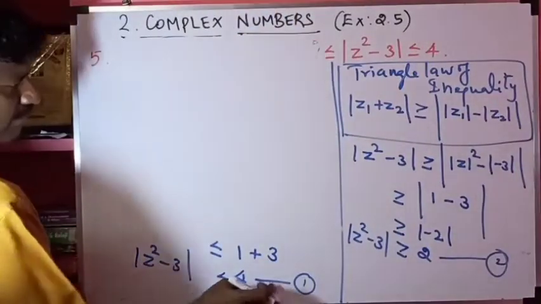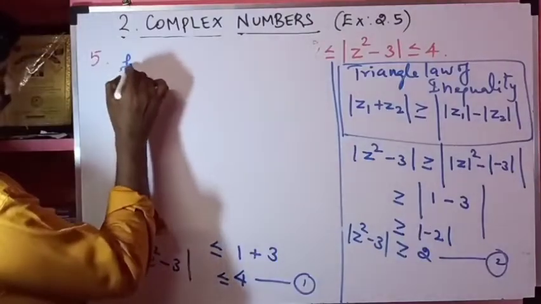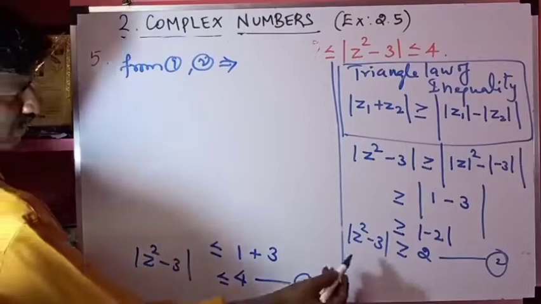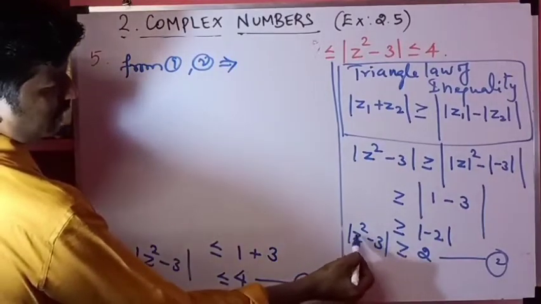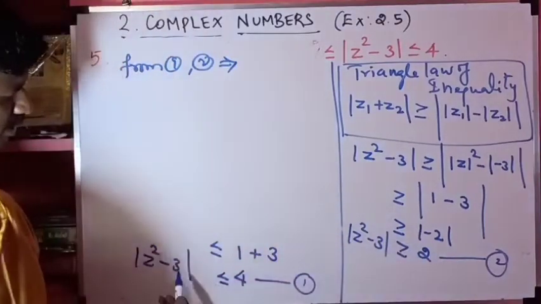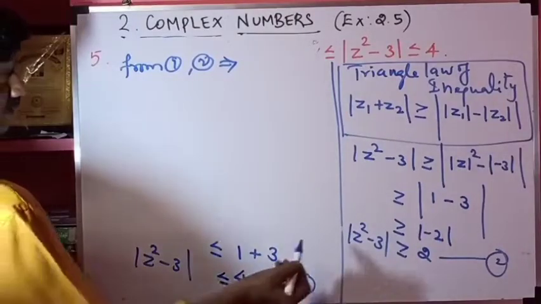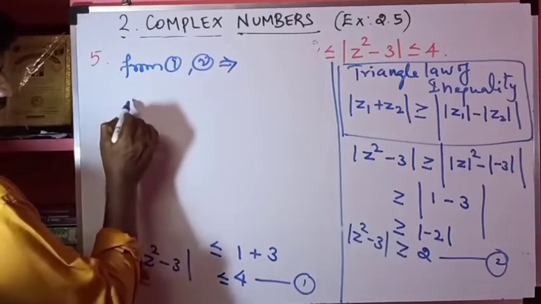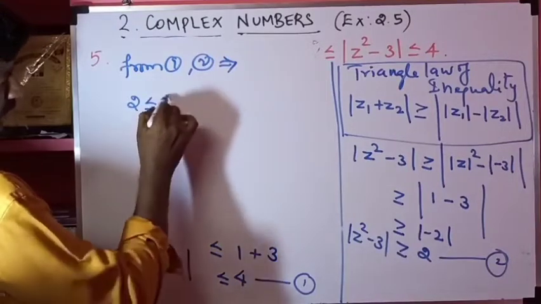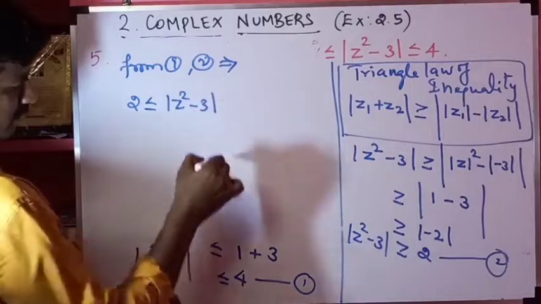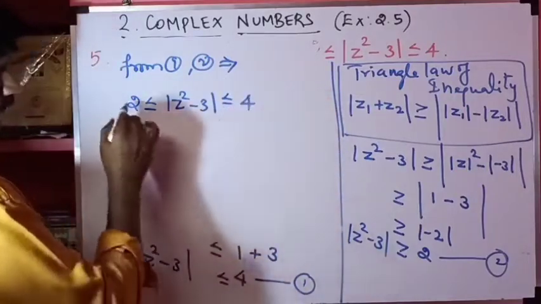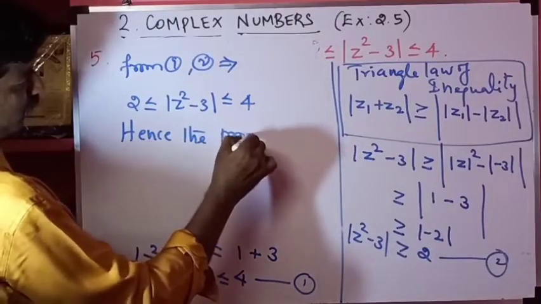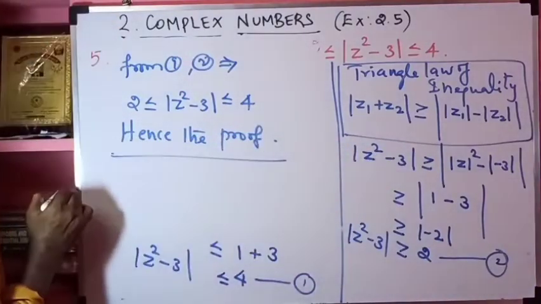So see equation 1 and 2, right? From equation 1 and 2 it implies, right? So this is modulus z square minus 3 greater than or equal to 2. Here, less than or equal to 4 is the first equation, and see the second equation. Comparing these two, we can write this as 2 less than or equal to z square minus 3, this is what? Less than or equal to 4. This is our proof. So hence the proof. Hence the proof. Now next problem.